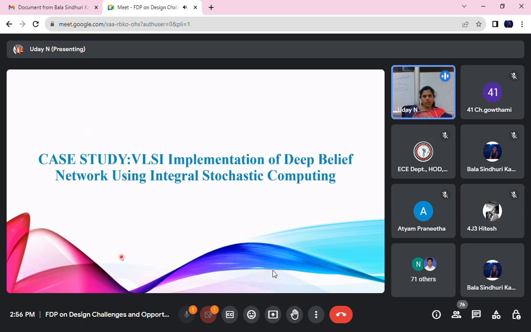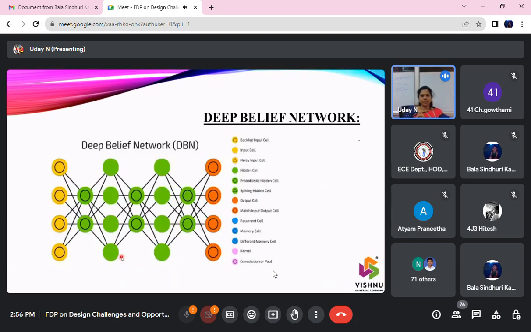Now with this, I would like to explain one case study about the VLSI implementation of a deep belief network using integral stochastic computing. This is a deep belief network which consists of hidden nodes and visible nodes. The hidden nodes are the computational nodes, and the visible nodes are the input nodes. Generally, these deep belief networks are useful for speech translation, voice translation, audio translation, or any pattern recognition tasks. So how do we implement this architecture of a deep belief network using integral stochastic computation? That is the case study that we are taking.